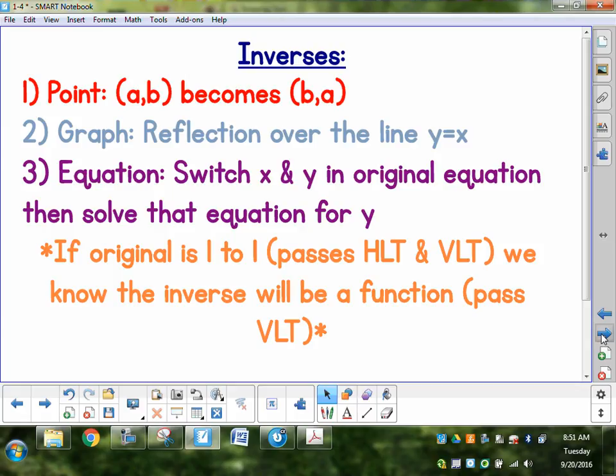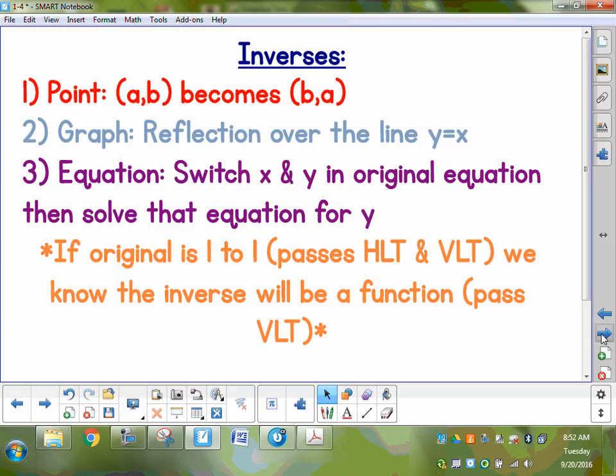The big thing that you need to know is this. If the original function that you're graphing is 1-to-1, so it passes the vertical line test and the horizontal line test, we now know that the inverse will be a function without finding anything about it. If the original is 1-to-1, we know that the inverse will be a function without finding it.